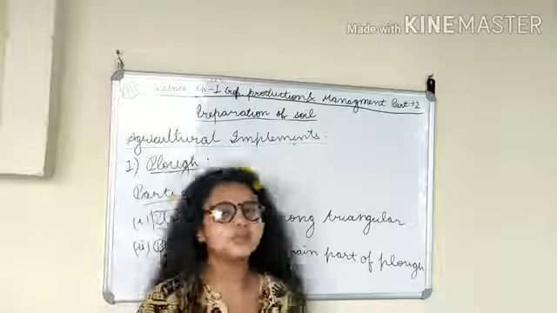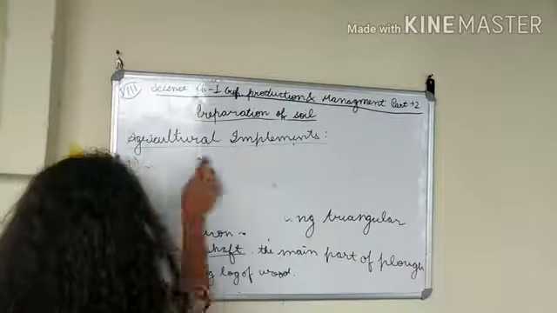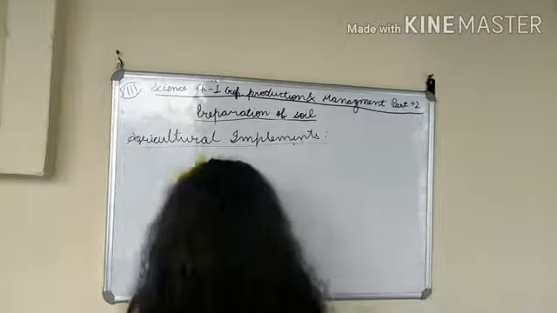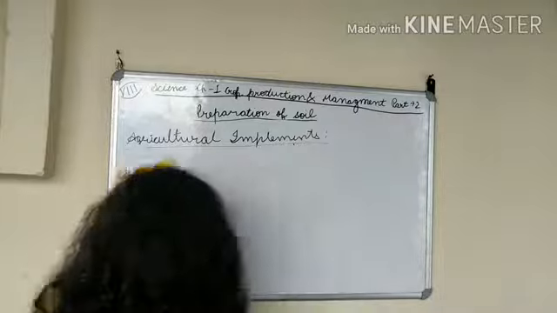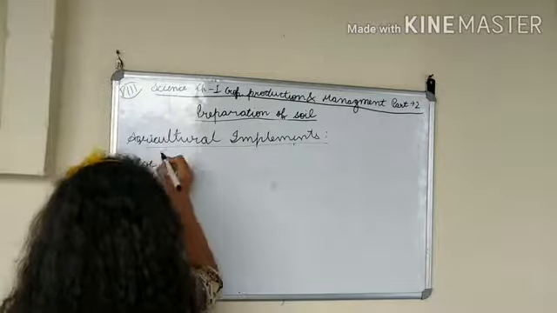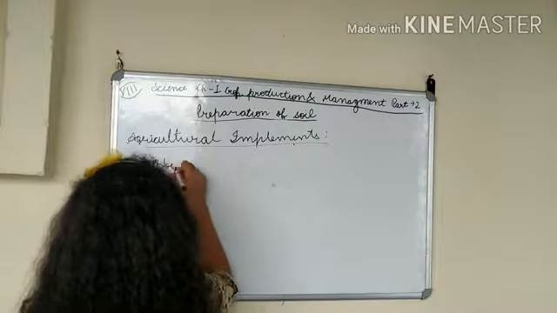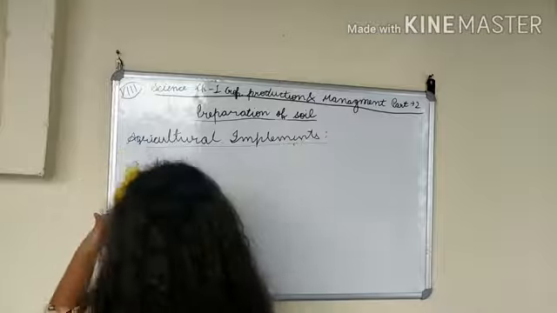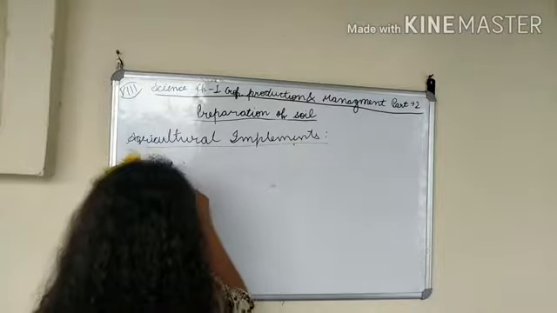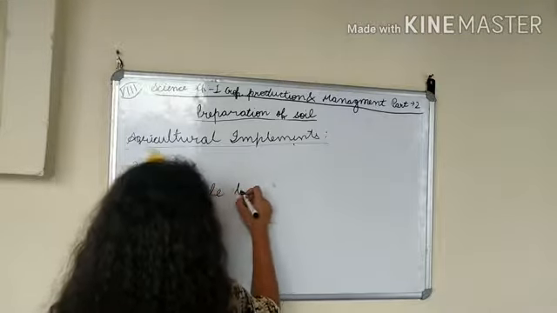Now let's come to our next tool. Our next agricultural implement is nothing but a simple thing, which is hoe. It is nothing but hoe. Now what's it? It's a simple tool.